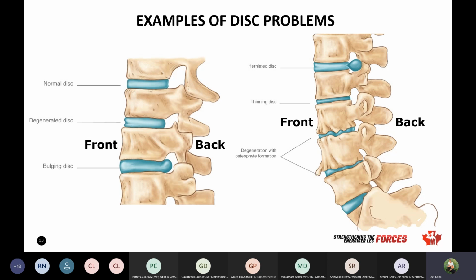Okay, and then the discs that are above and or below a herniated disc always have a greater risk of being herniated. So we can see that the one underneath this herniated disc is a thinning disc. Okay, so obviously that's bad news, but there is good news with this one too.